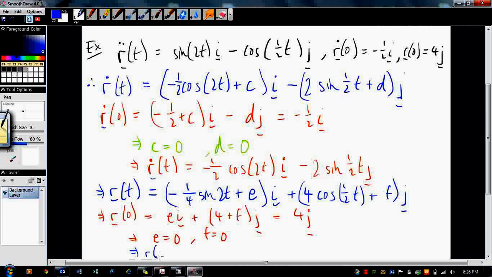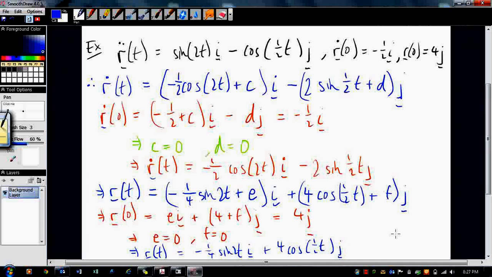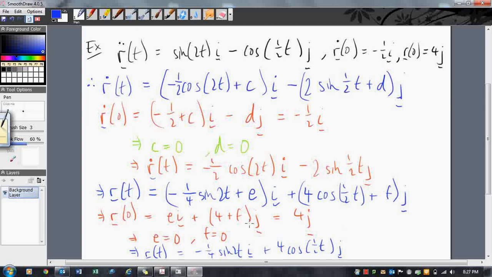Anyway, there you go. So therefore, r(t) is equal to negative 1/4 sin 2t i plus 4 cos half t j. And there's your answer. Hope that makes sense. Sorry about the boring initial conditions up there, but that's how you do vector calculus.